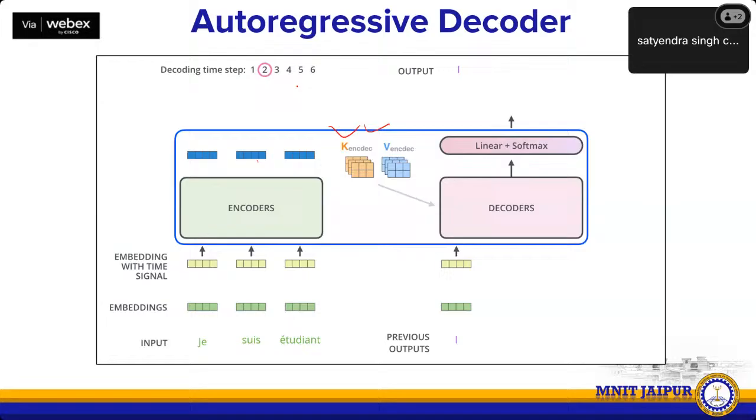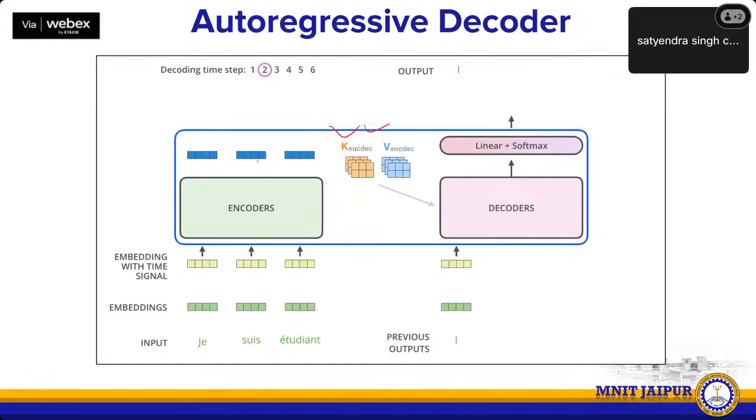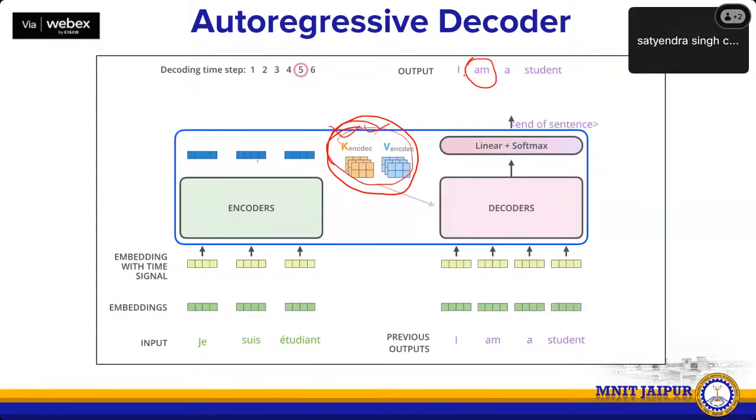So this gives to the decoder, along with the previous output. When "I" was generated, then for the next output, again it takes the key and value and the previous output, and it generates the next token. So this key and value pair makes sure which part is relevant to generating "M" and so on.